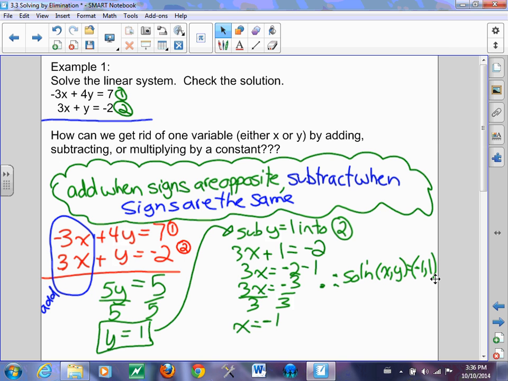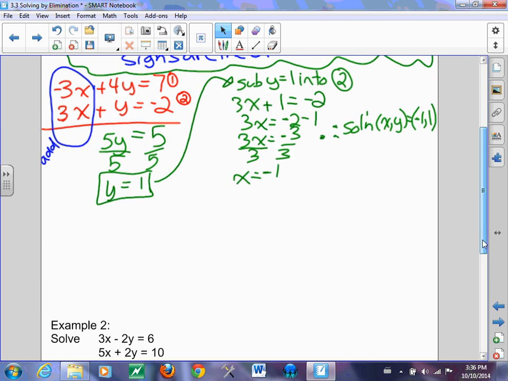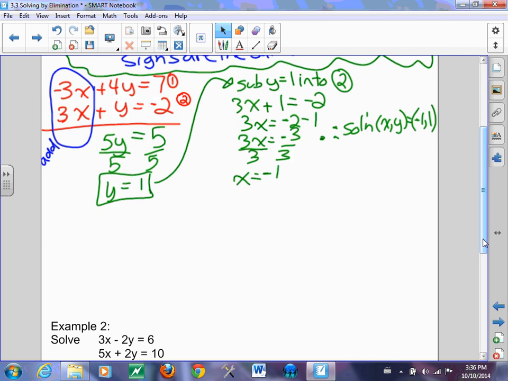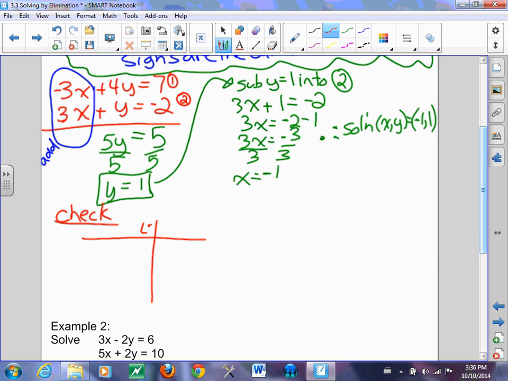Now it also says to check it. So we're going to check this in both the first and second equations. You set up a left side, right side chart for both the first equation and the second equation.